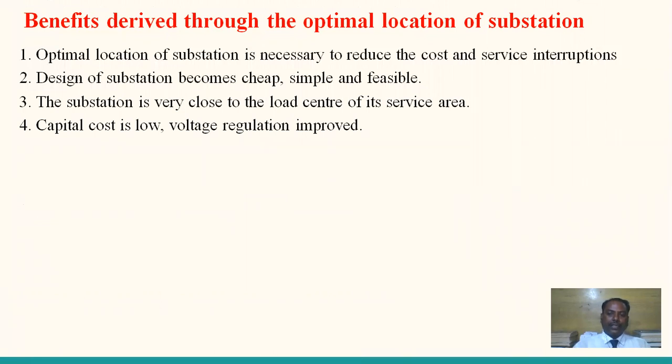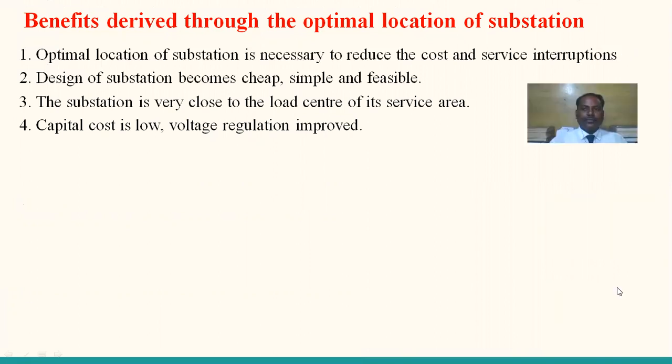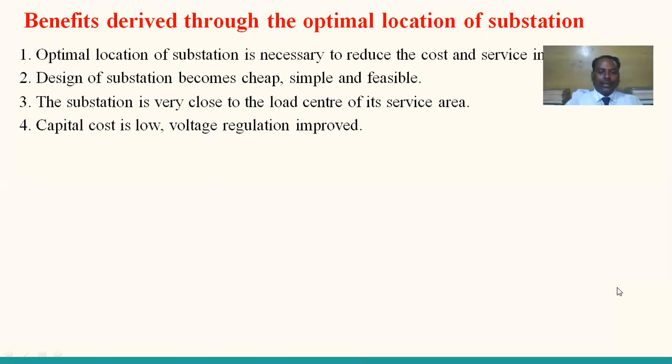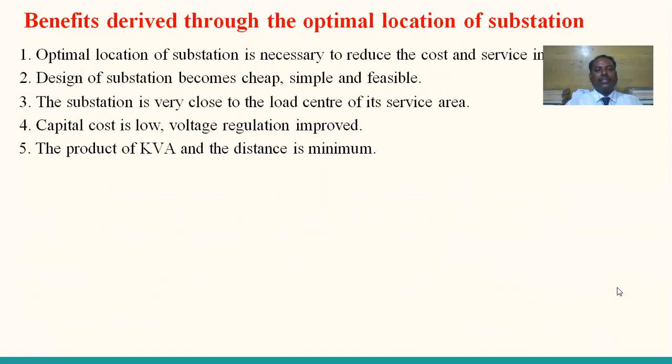So the distance between substation and service area is very small. Therefore, the voltage drops are reduced. Voltage drops are reduced in the sense, obviously, the voltage regulation is improved. And the product of kVA and the distance is minimum. So as the distance reduces, the maximum amount of the power can be transferred to the consumers directly.